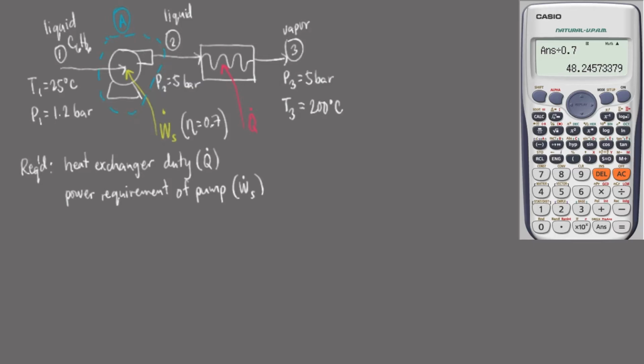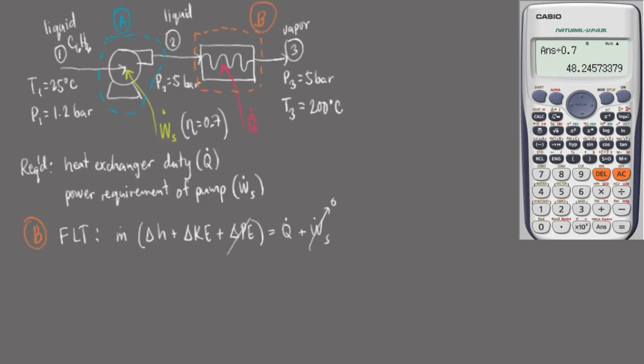For the second part of our analysis, we will set our boundary to the heat exchanger. I'm calling this boundary B. And for boundary B, we can write a separate first law analysis. Our general energy balance, in this case, is mass flow rates or molar flow rates multiplied by delta H plus delta KE plus delta potential energy is equal to the rate of heat transfer plus the rate of shaft work transfer. We are now pertaining to the heat exchanger, so therefore there is no shaft work transfer. We are assuming potential energy to be negligible as well as kinetic energies.